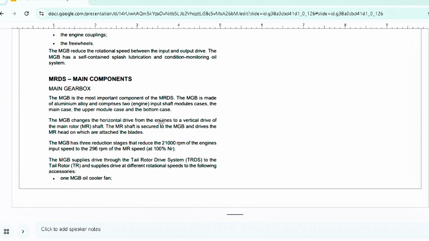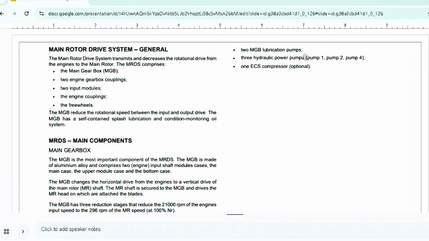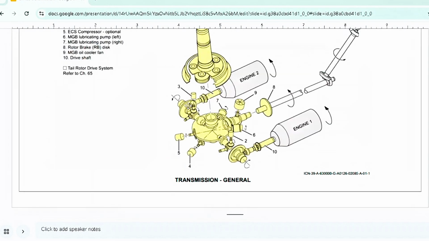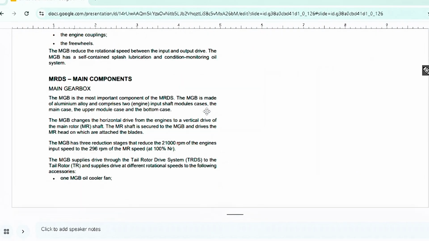MRDS stands for main rotor drive system. Main components: the first one is the main gearbox, also called the MGB, and the location of the MGB is almost here in this area. You can see my pointer on the screen. The MGB is the most important component of the MRDS.